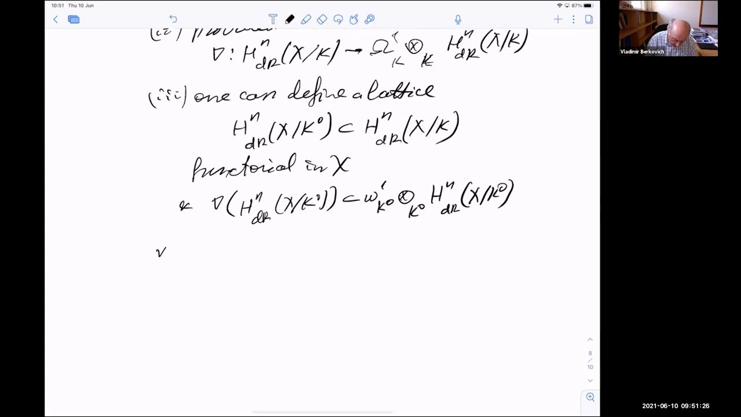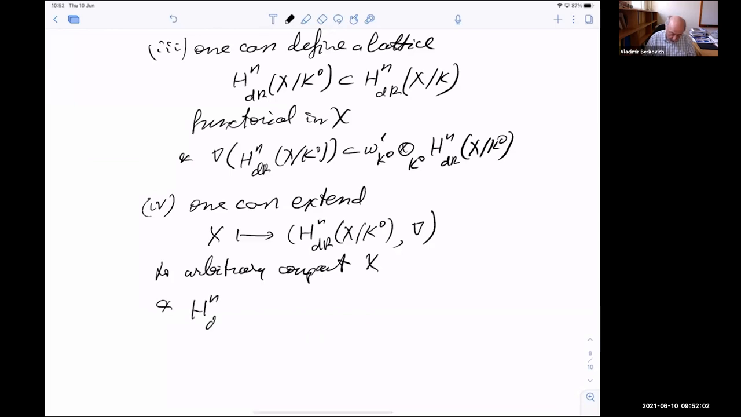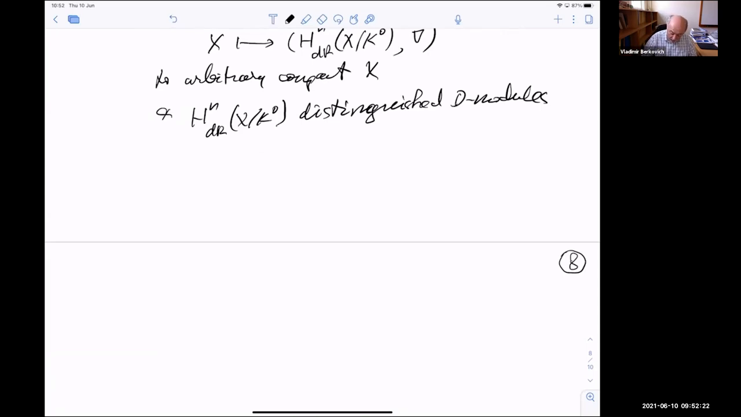I define the next property. One can extend this construction in a smart way. The construction takes any compact strictly K-analytic space to such a pair, and together with the connection extends to an arbitrary compact K-analytic space. And moreover, all these are distinguished D-modules. Okay, these are the de Rham cohomology. Now I want to say something about integral cohomology.